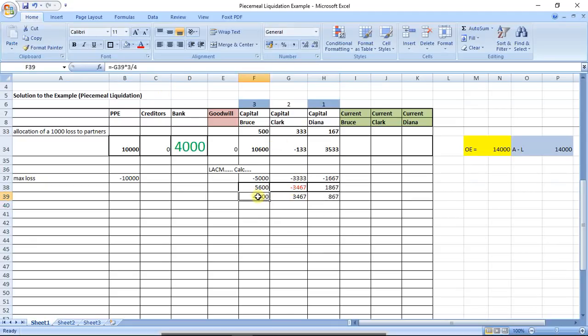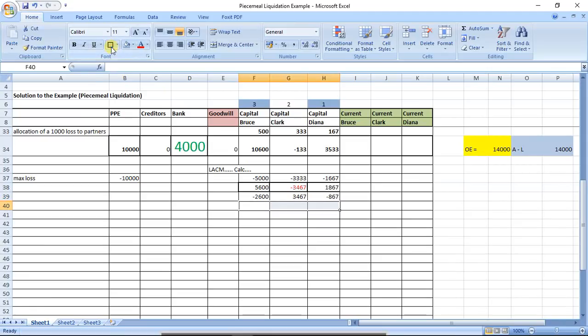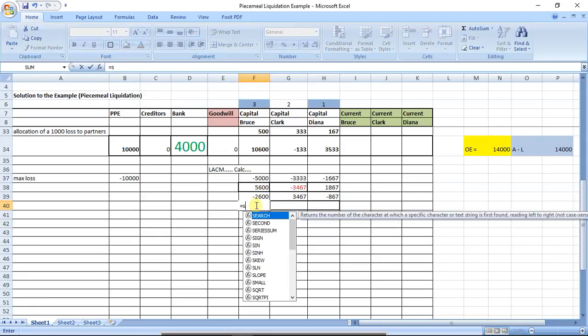Right, so if you look at that, if you add those two amounts together, there should be a minus there. Okay, there we go. If I add up those two amounts, I'm going to get the 3467, which is what's being carried by each partner. Okay, so again, let's sum up.